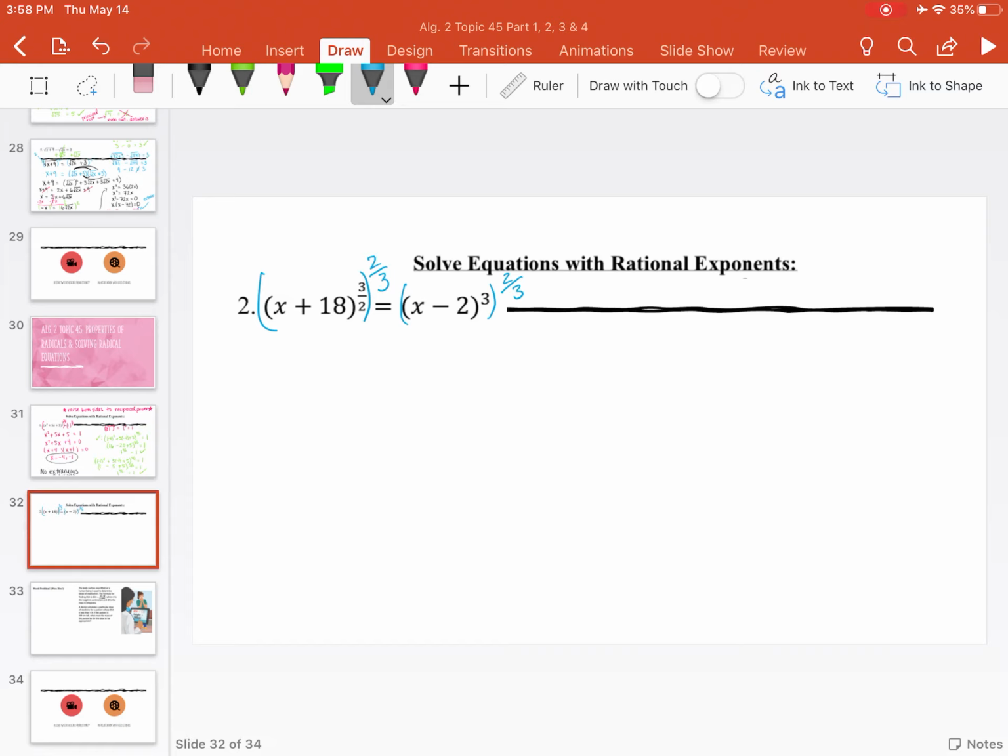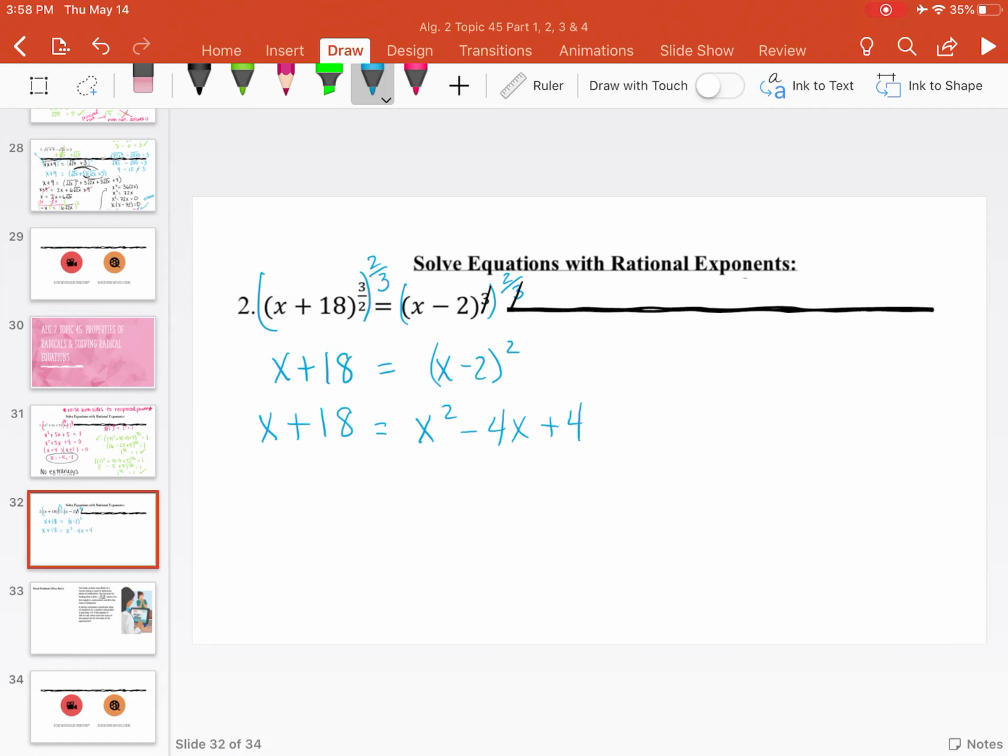Now using the product of powers, 3/2 to the 2/3, that simplifies to just x plus 18. And (x minus 2) cubed to the 2/3. The 3 in the numerator reduces with the 3 in the denominator, and we're just left with (x minus 2) squared. On the right-hand side, we can multiply this out. So we'll have x plus 18 equals x squared minus 4x plus 4.